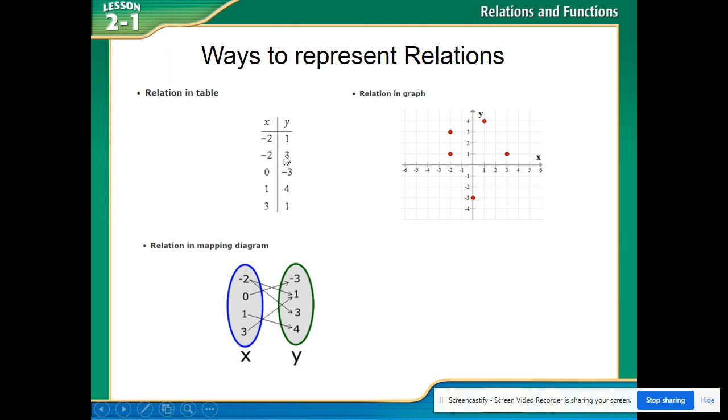is let's look at the 2 points that we have a problem with, negative 2, 1 and negative 2, 3. Notice the relationship of these points. They're on top of each other. They're vertical from each other. That causes a problem. That negative 2 has 2 answers.